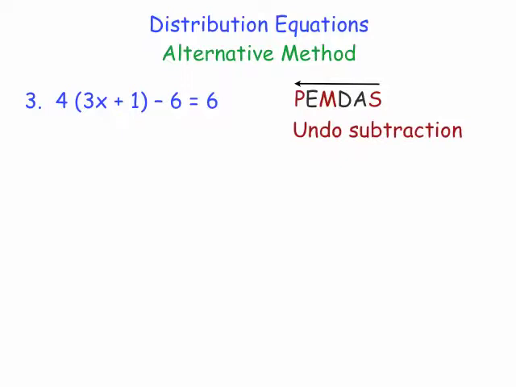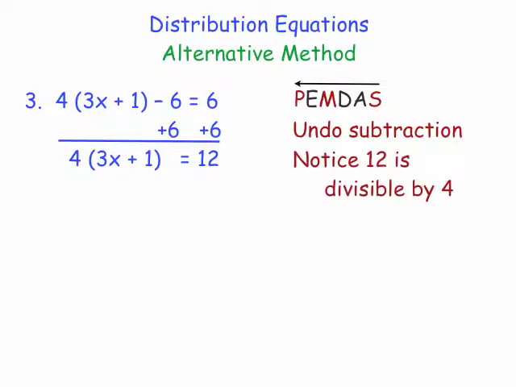So the first thing I'm going to do is undo subtraction by adding 6 to both sides. And I get 4 times the quantity 3x plus 1 equals 12. At this point, I notice that 12 is divisible by 4. So rather than distributing the 4, I'm going to divide both sides by 4. And I get 3x plus 1 equals 3. The reason that I'm doing this is because 12 divided by 4 gives me a nice whole number. I don't have to work with any fractions. So I'm simply undoing multiplication with division.